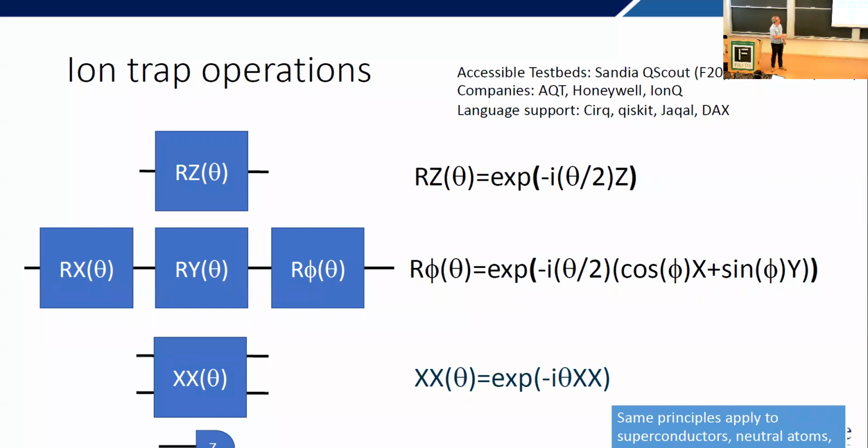We have these different companies: Alpine Quantum Technologies, Oxyonics, Honeywell, which is Quantinuum now, IonQ. And there's a lot of different language support. I just want to point out, if anybody uses Artiq to control their experiments, we have a platform called Duke Artiq Extensions, which makes Artiq much better. In the interest of time, I'm not going to say anything else about it.